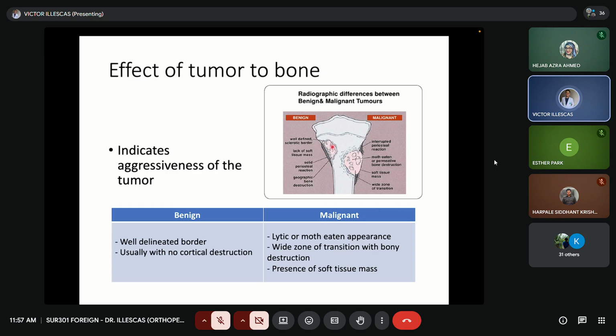Whereas in malignant process, there is a wide zone of transition, meaning you cannot anymore differentiate the normal bone from the pathologic bone. You also appreciate the lytic and moth-eaten appearance. There's a wide zone of transition, as I have mentioned. There's destruction of the cortex. You also notice that the periosteum on the periphery of the bone has already been disrupted. This is because of the aggressiveness of the tumor.